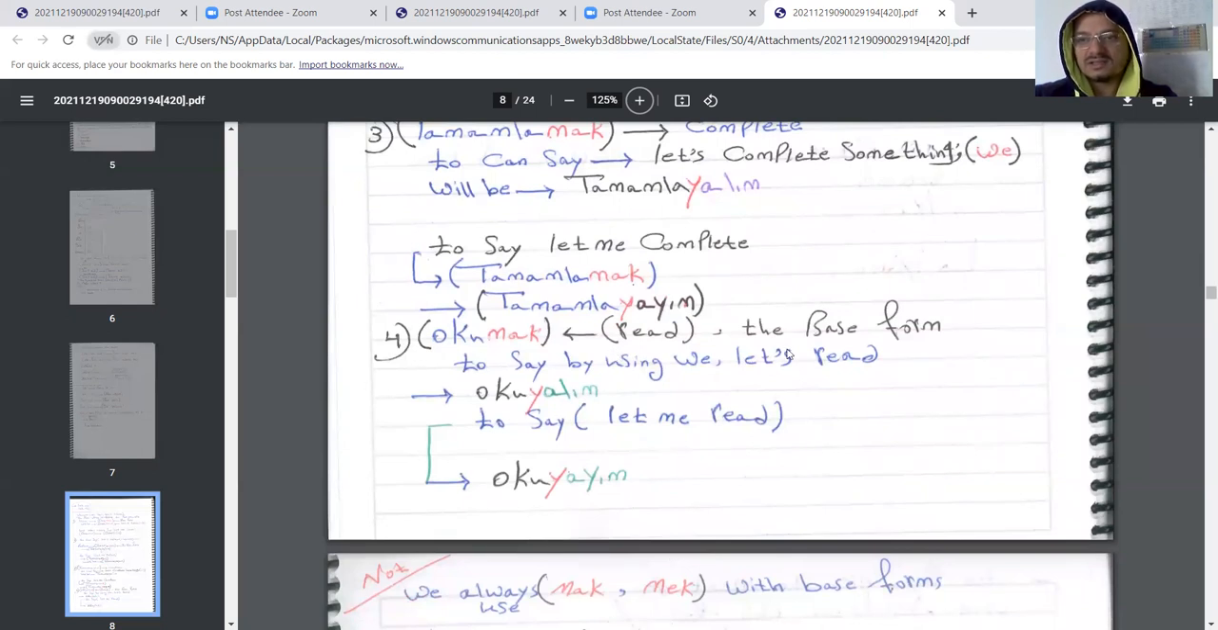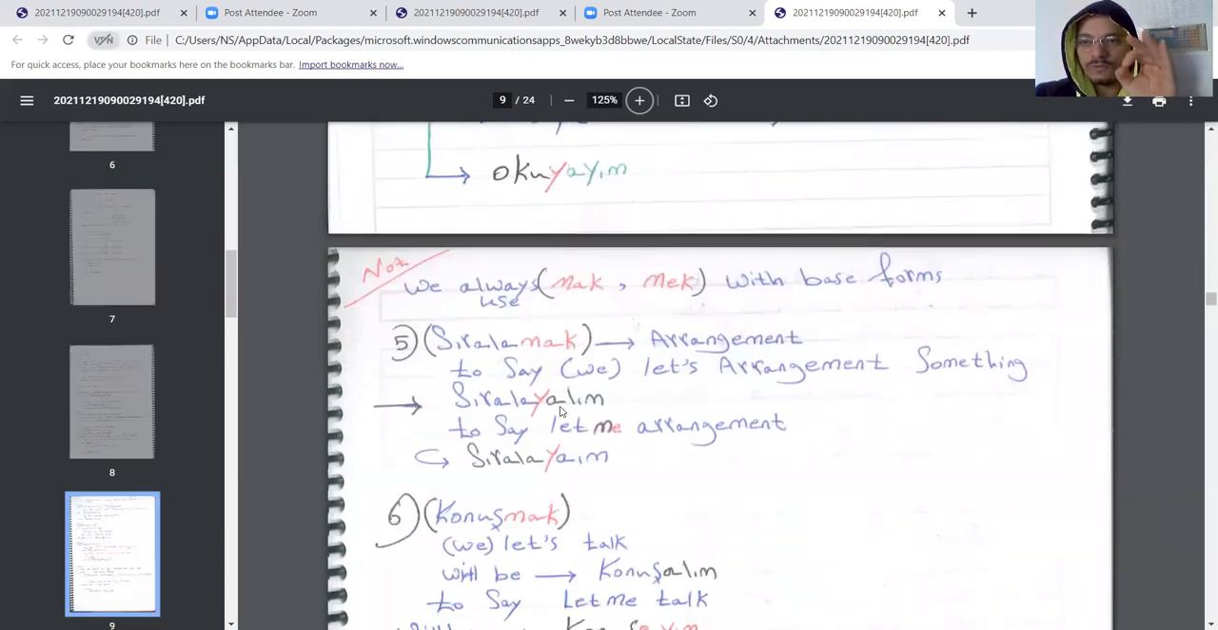Okumak, read. Let me say, let's read. Okuyalım. That means, let's read. When I say, let me read, okuyayım, without L. I selected all of these verbs because the author used them in section A. We always use mek, mak with base form verbs. Sıralamak, arrangement, will be sıralayalım. Let's arrange. And let me arrange will be sıralayayım, without L.